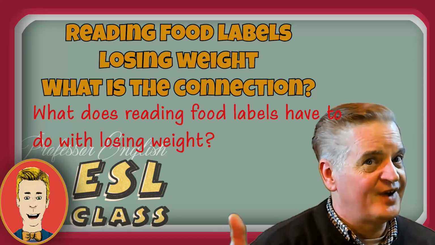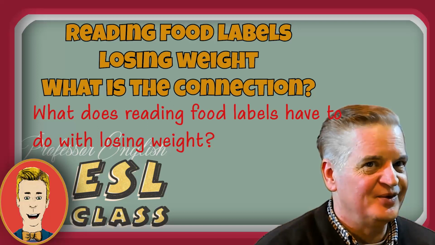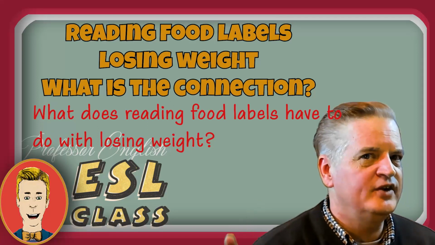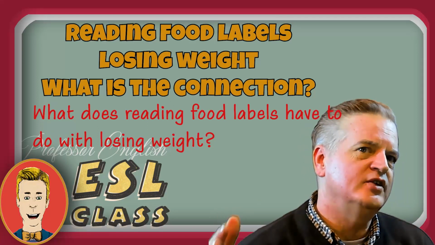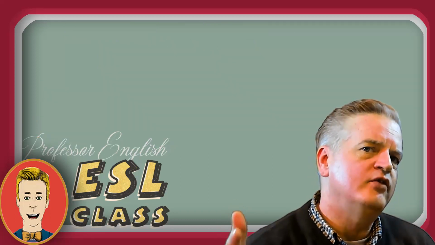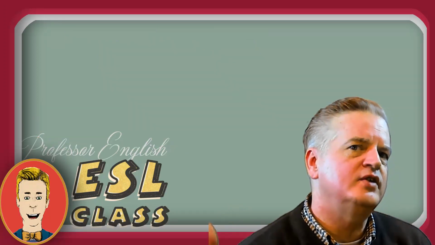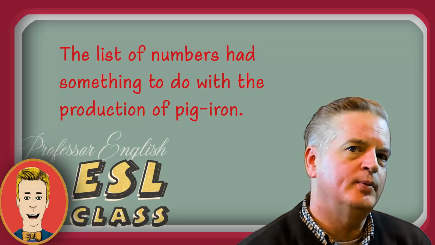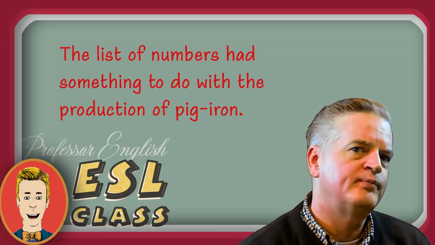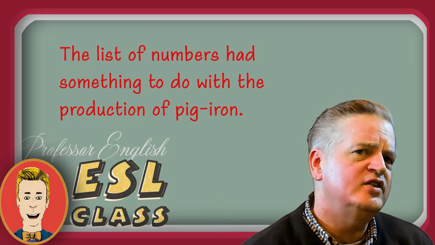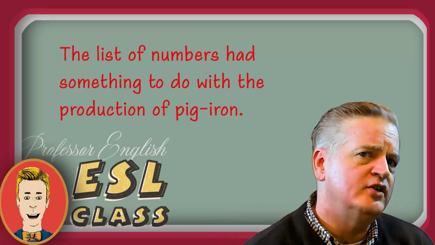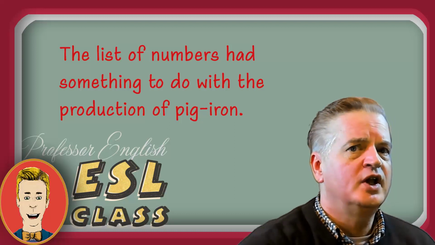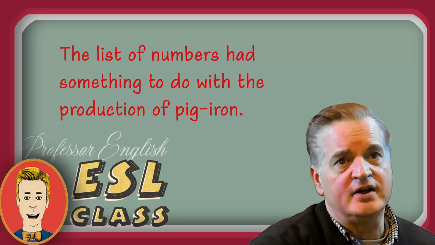All right, this was a hard one. This is pretty advanced English we're doing here. Okay, now let's revisit the original sentence, which was: a voice was reading a list of numbers. The numbers had something to do with the production of pig iron. In other words, the list of numbers was related to or connected to the production of iron.